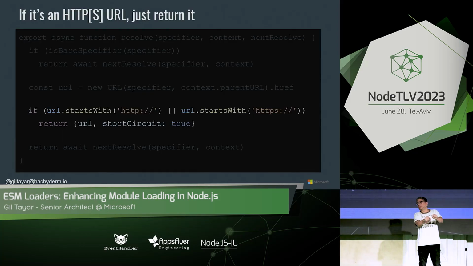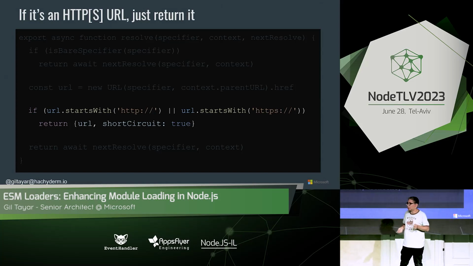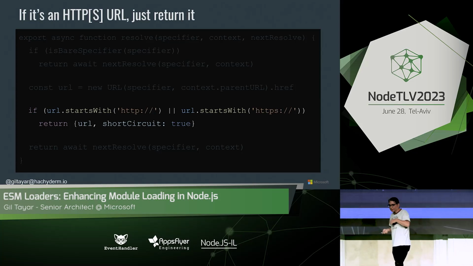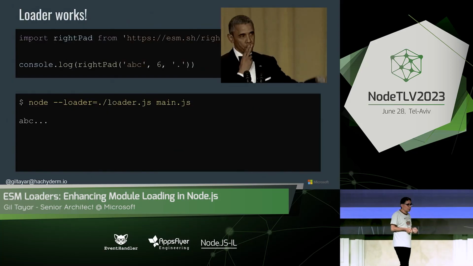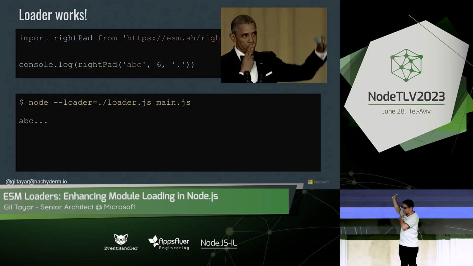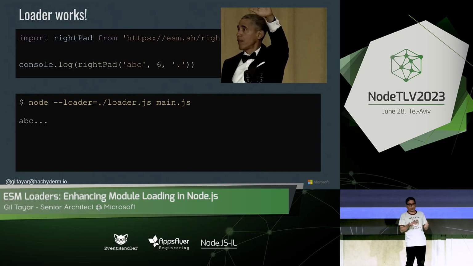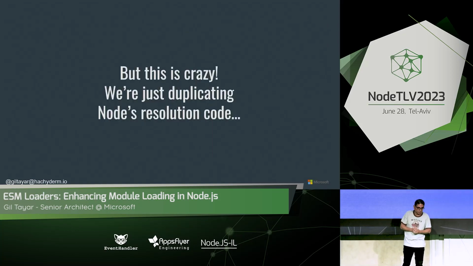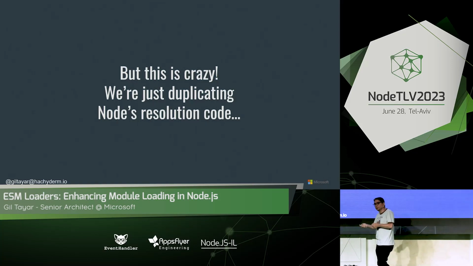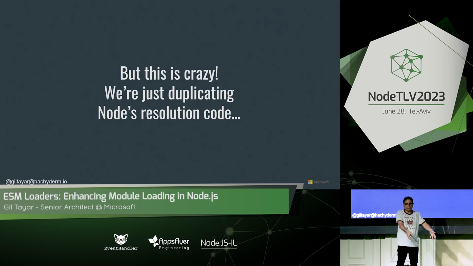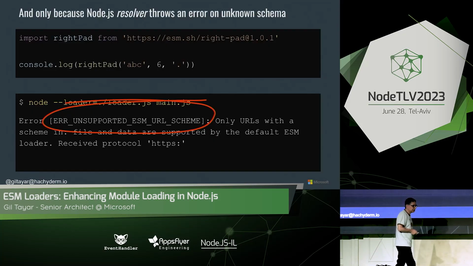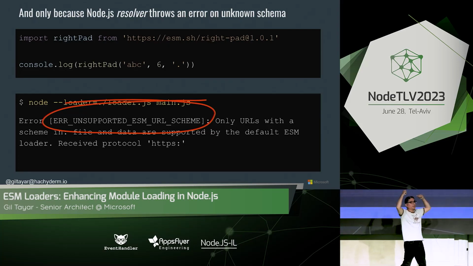And this is where we need to tweak: if it starts with HTTP, instead of throwing an error like the Node resolution error, we return the URL. We return the URL and not pass it on to Node.js. Otherwise, we pass it on to Node.js and we're good. This is crazy. Now, first of all, wait, our loader works. This is good. HTTP loading for the masses. But this is crazy. We're just duplicating Node.js resolution code. We're taking the code, copying it, and just doing the same, probably with errors, without handling edge cases, etc., just because the resolver throws an error.